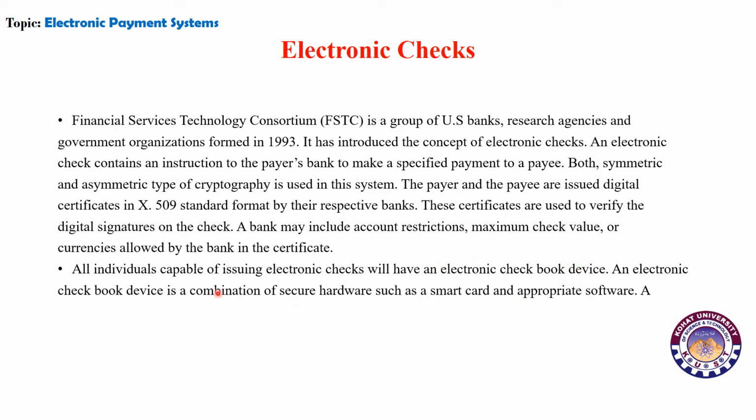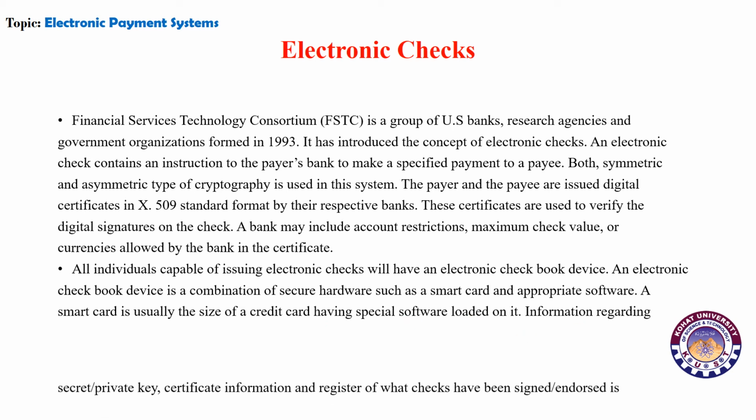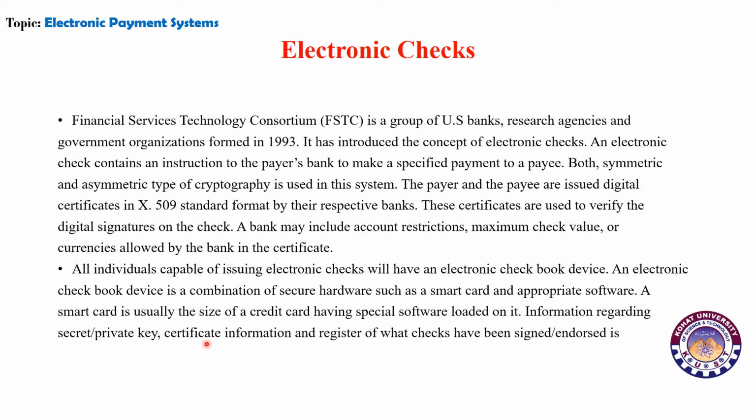An electronic checkbook is a combination of secure hardware, such as a smart card, and prepared software. A smart card is usually the size of a credit card, having specialized software loaded on it. Information regarding the secret private key, certification, and a register of what checks have been signed and endorsed is normally stored on the smart card. So those people who have a smart card or smart checkbook are the only ones able to issue electronic checks, and specialized software is loaded on the smart card.